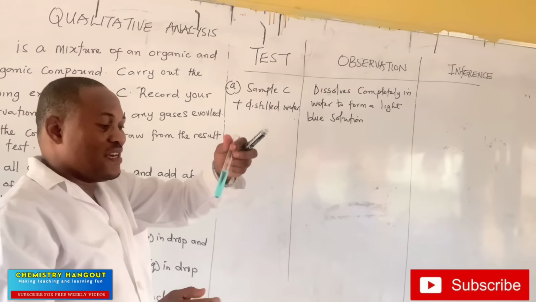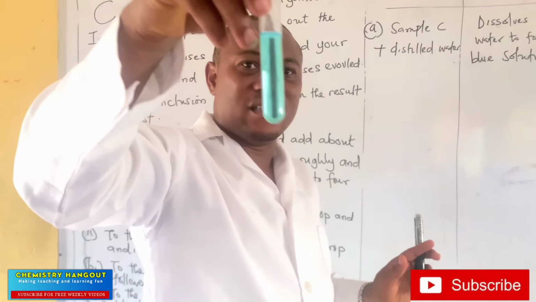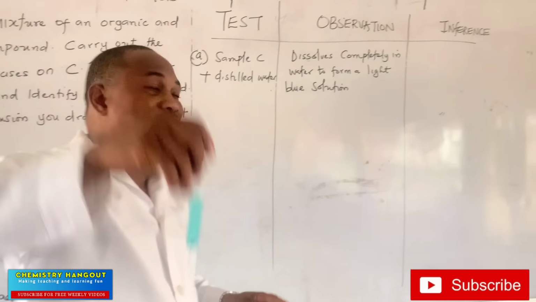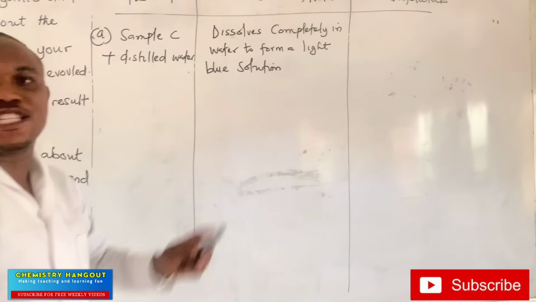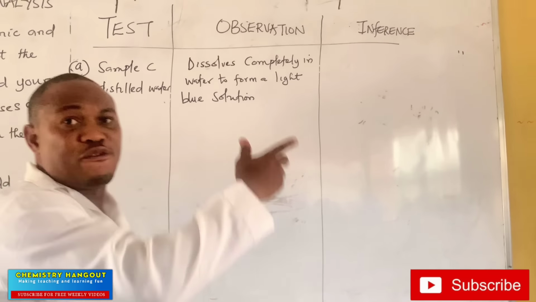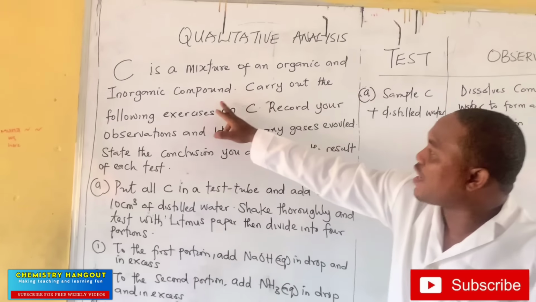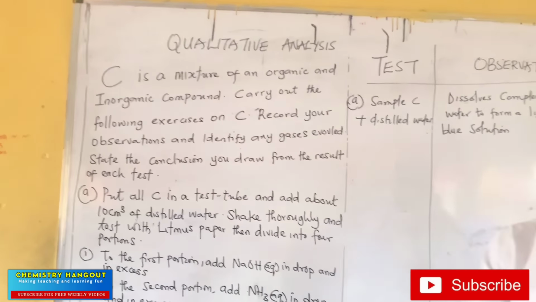So the solubility is dissolving completely. Look at that. Can you see? Completely in water. And on complete dissolution, it is forming a light blue solution. So I said, dissolves completely in water to form a light blue solution. So what is the inference? Don't forget they told us here already that C is a mixture of organic and what? Inorganic compound, right?